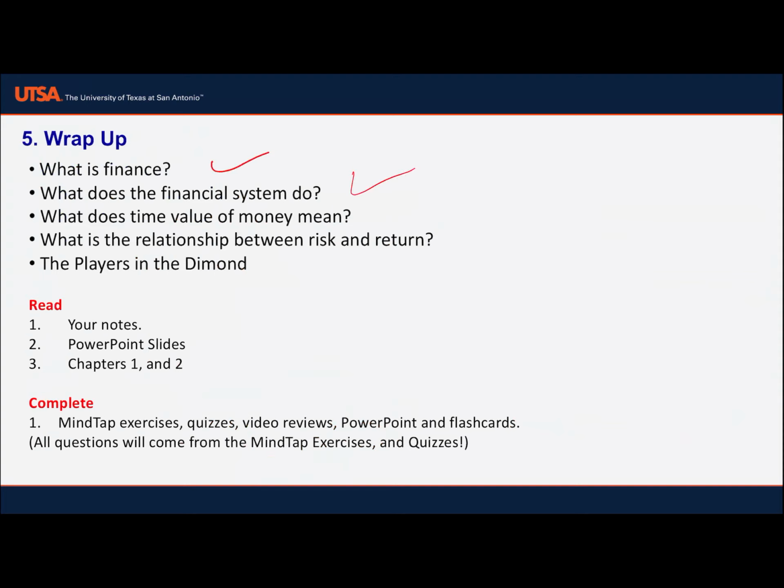Okay, wrap up. In this session we learned what finance is, what the financial system does, what time value of money means, and the relationship between risk and return, and I showed you the players in diamond. I recommend you read your notes, these PowerPoint slides, and chapter 1 and chapter 2, and you should complete the exercises for chapter 1, quizzes, video reviews, PowerPoints, and flashcards.